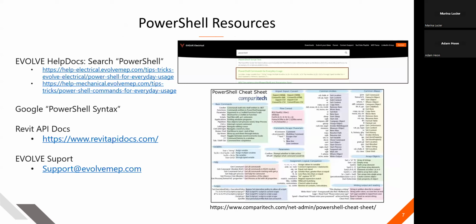Now, let's quickly talk about resources. One of the most common things that gets asked is, how do I know how to use PowerShell? Where can I go to learn it? It's going to be a little challenging because you're leveraging PowerShell in the Revit environment, so you're layering PowerShell syntax with Revit API calls. It's not like you're going to find a great resource outside of Evolve on how to do this.